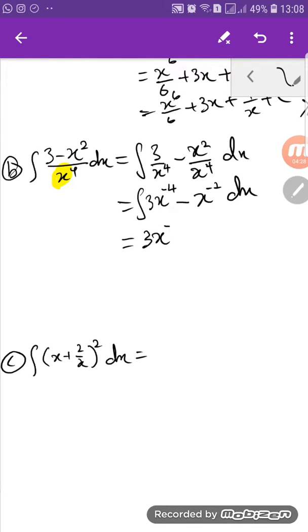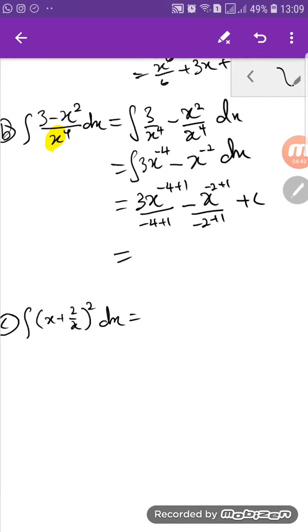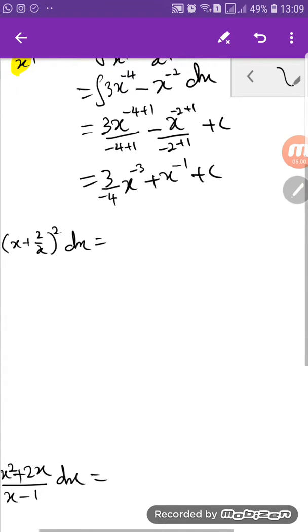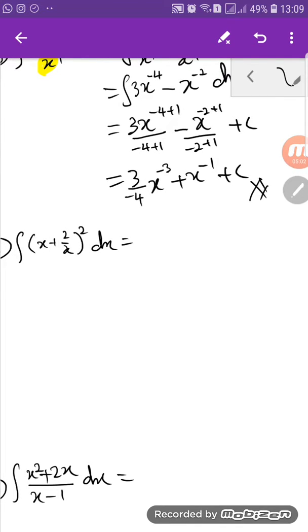So 3x to the minus 4 plus 1 divided by the new power, and this one minus 2 plus 1 divided by minus 2 plus 1, plus c. Okay, 3 over minus 3, x to the minus 3, plus 1 over 1, x to the minus 1, plus c. Okay, so that's it for the second one.